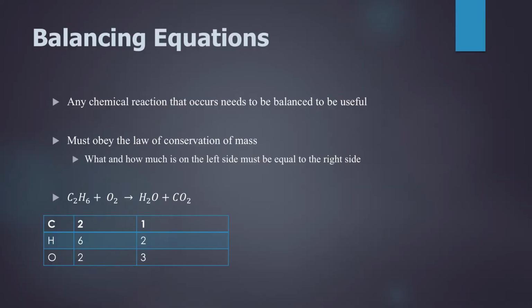Any chemical reaction that occurs needs to be balanced to be useful. The reason we balance chemical equations is because we must obey the law of conservation of mass. However much stuff we have on the left side of the equation must equal however much stuff we have on the right side of the equation. For this example, we have the combustion of ethane to produce water and carbon dioxide. The unbalanced equation has 2 carbon, 6 hydrogen, and 2 oxygen on the left side, and 1 carbon, 2 hydrogen, and 3 oxygen on the right side.